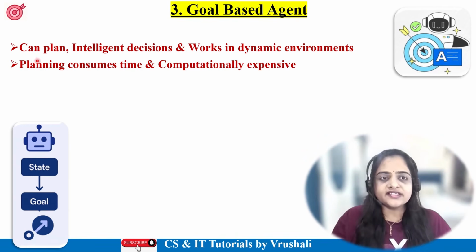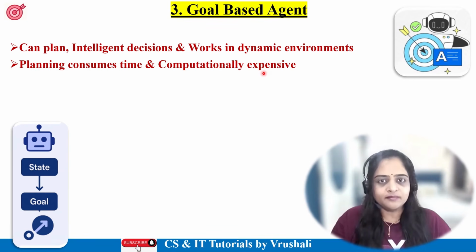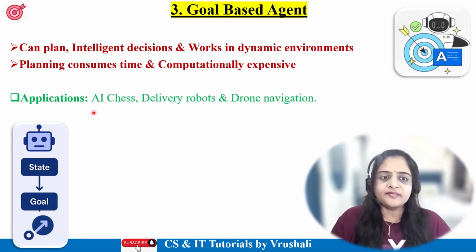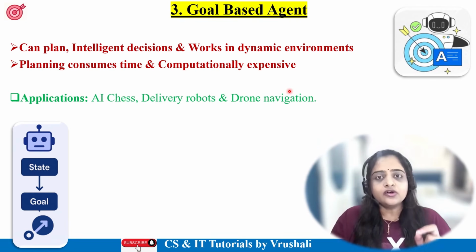Now, this goal based agent can do proper planning, take intelligent decisions, and also works in a dynamic environment. But sometimes it is very expensive as per the criteria or requirement of the project. This goal based agent is majorly used in AI chess or any AI integrated applications where taking the best decision, the best shot from multiple ones, right? Then again delivery robots and also drone navigation systems. So to achieve a specific goal, for that purpose the goal based agent is used.